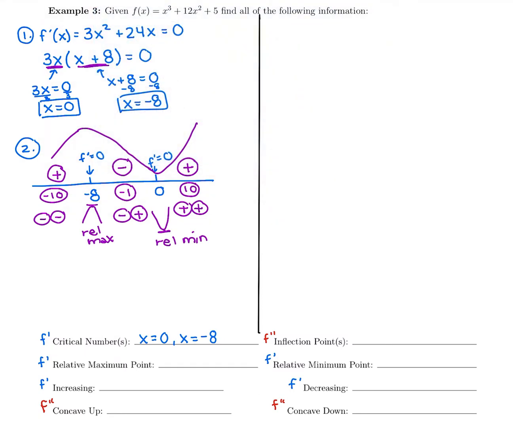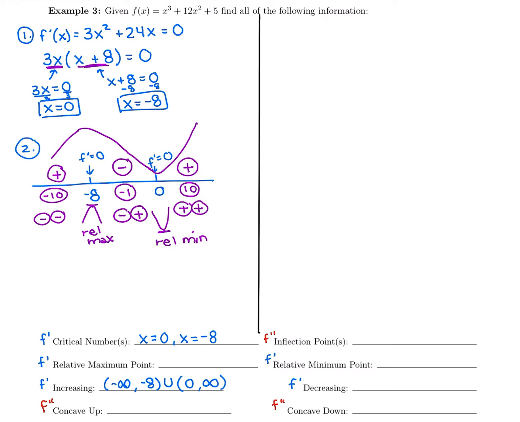For increasing, I'm increasing on this interval here and this interval over here. Remember, we only switch at critical numbers. So I'd write that first interval as negative infinity to negative 8, union 0 to infinity. Don't use any random test values in here. And then I'm decreasing between my two critical numbers.